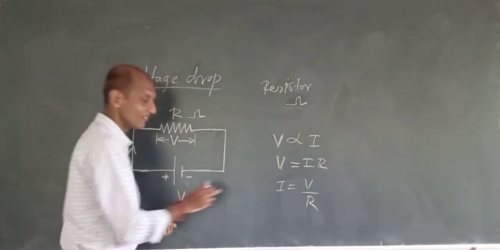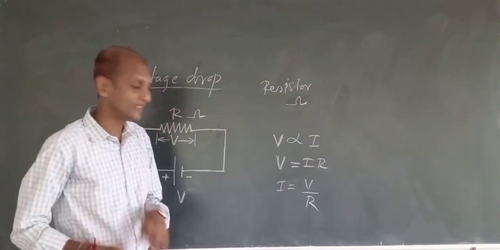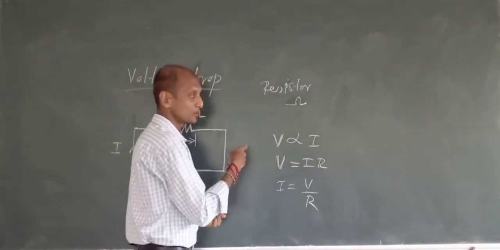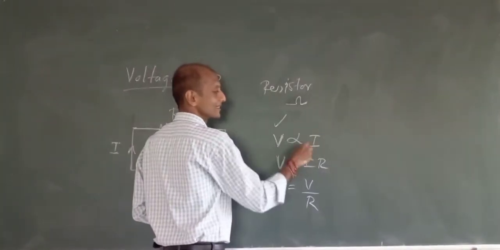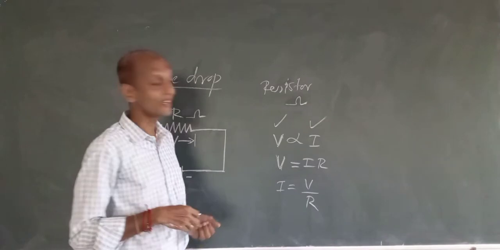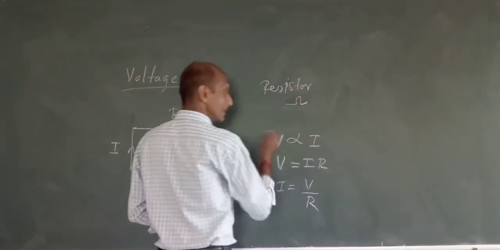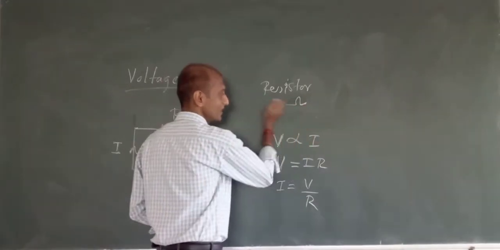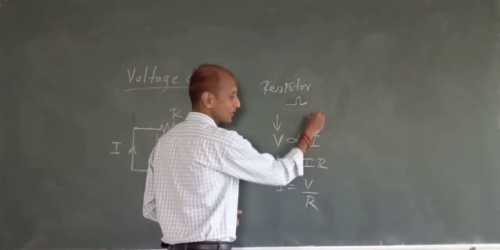So with this, I can say two things. Directly proportional means direct proportionality. Directly proportional means if something increases, the other thing also increases. If something decreases, the other thing also decreases.